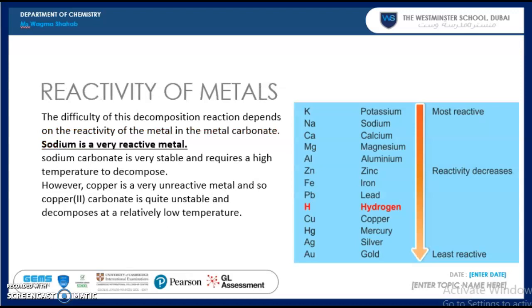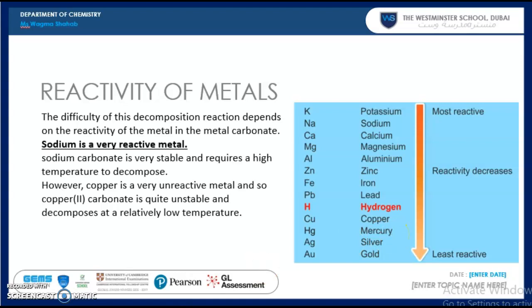Now, if you look at the reactivity series, it also says the same. Please read this slide for some time and try to make yourself understand what it means. What will happen if a most reactive element forms a carbonate? What will happen if the reactivity goes down, and what kind of stability will be there in the reactivity series?